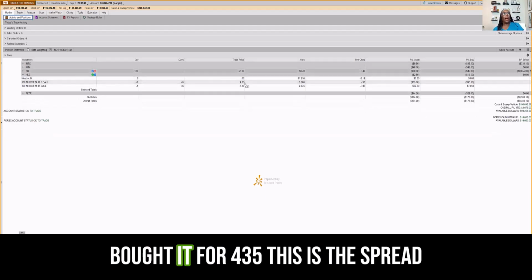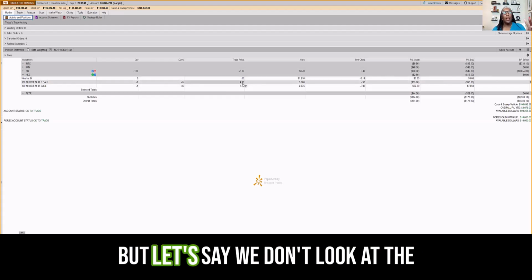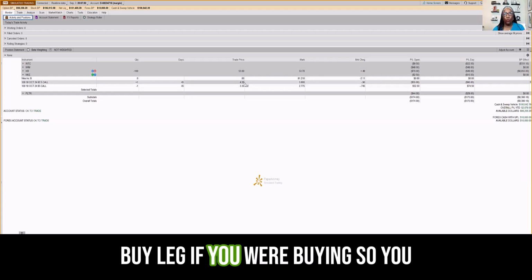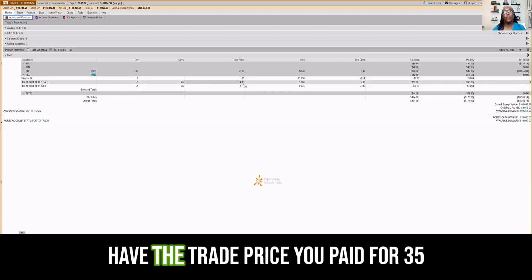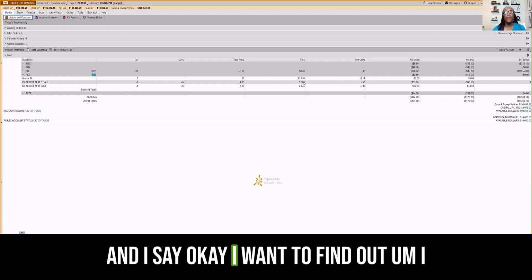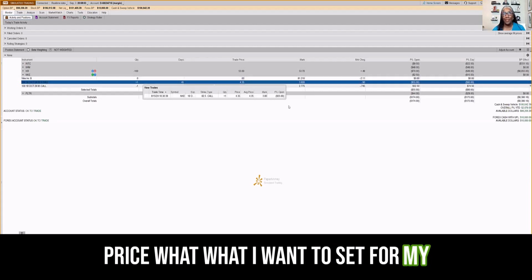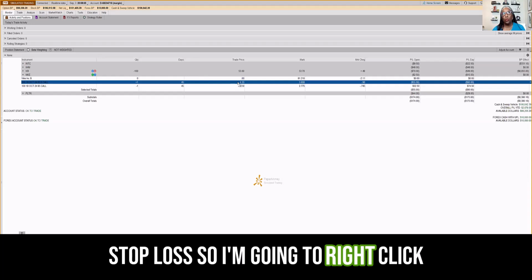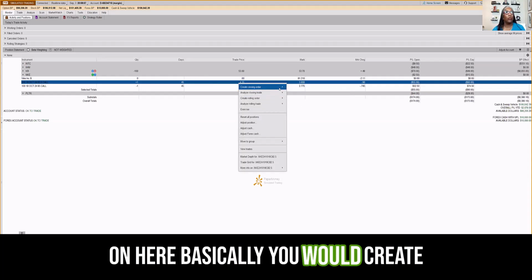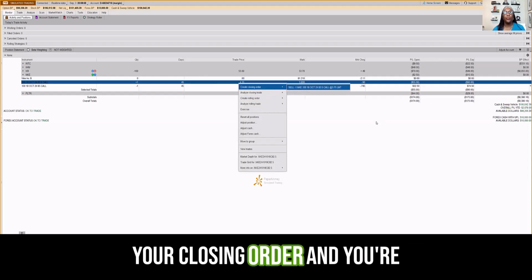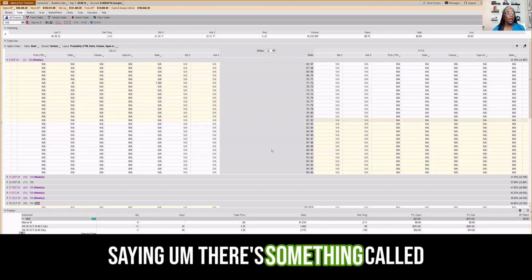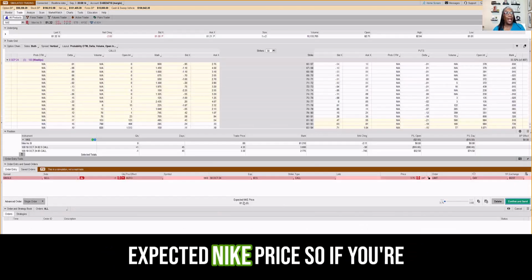Okay, so I bought it for $4.35. This is a spread, actually, what it is right here. But let's say we're only looking at the buy leg if you were buying. So you have a trade price, you paid $4.35, and I want to determine, based on the price, what I would want to set for my stop loss. So I'm going to right click on here. Basically, you would create your closing order.